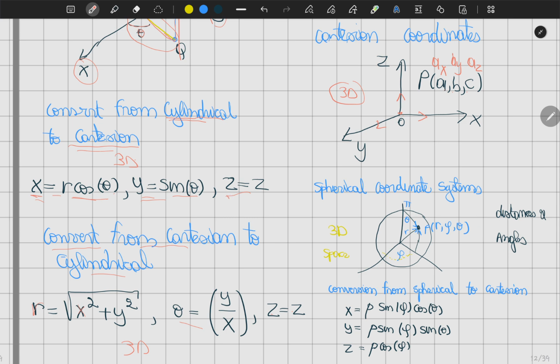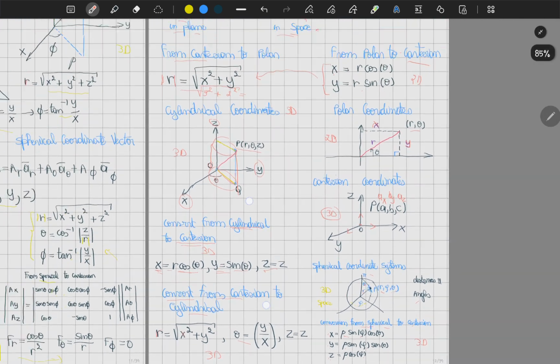Okay, let's go to the spherical coordinate system. This is a representation of spherical. Okay, you can get the radius, the angle, and then that symbol, in 3D space. So you can see we have three terms, distance and angles. And then the conversion from spherical to Cartesian, this is what you see. So we get x, y, z in 3D. And then the angles, and those points that you see inside there. This is how you do conversion from spherical to Cartesian.